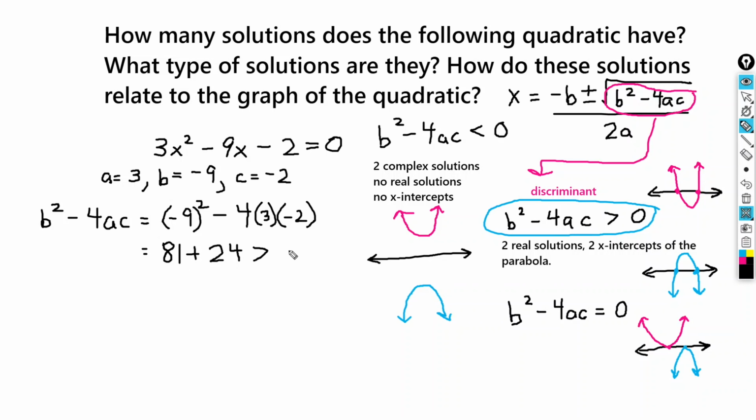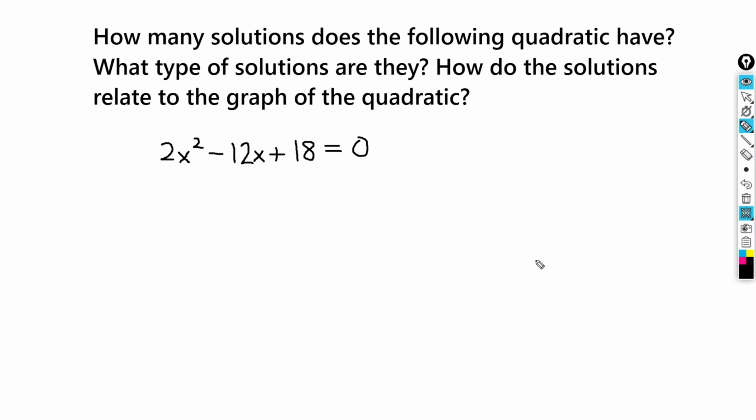We know this is greater than 0, okay? If you want to figure out the exact value, it's 105. But what does that mean? Well, that means we have two real solutions, and the solutions represent the x-intercepts of the parabola. So that's that example. Let's go to another one.